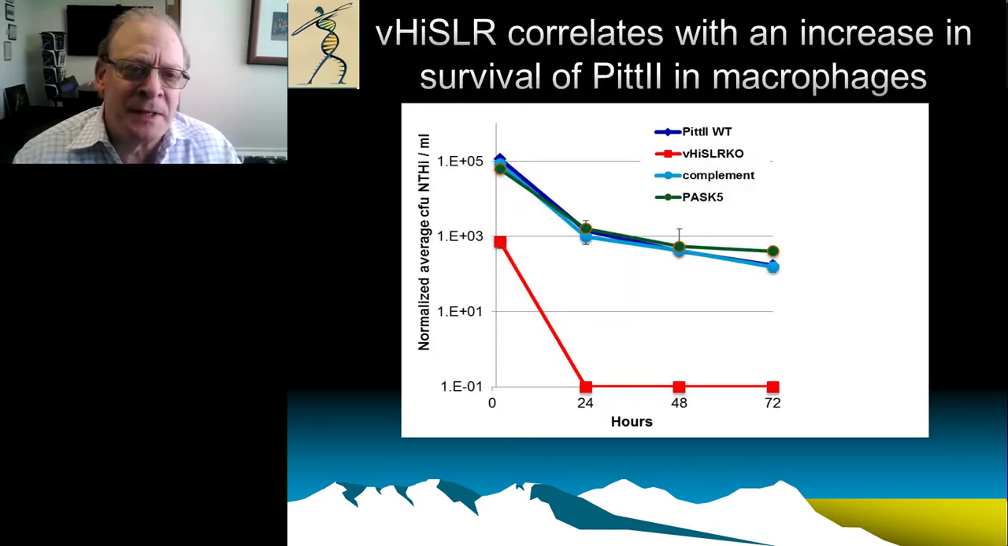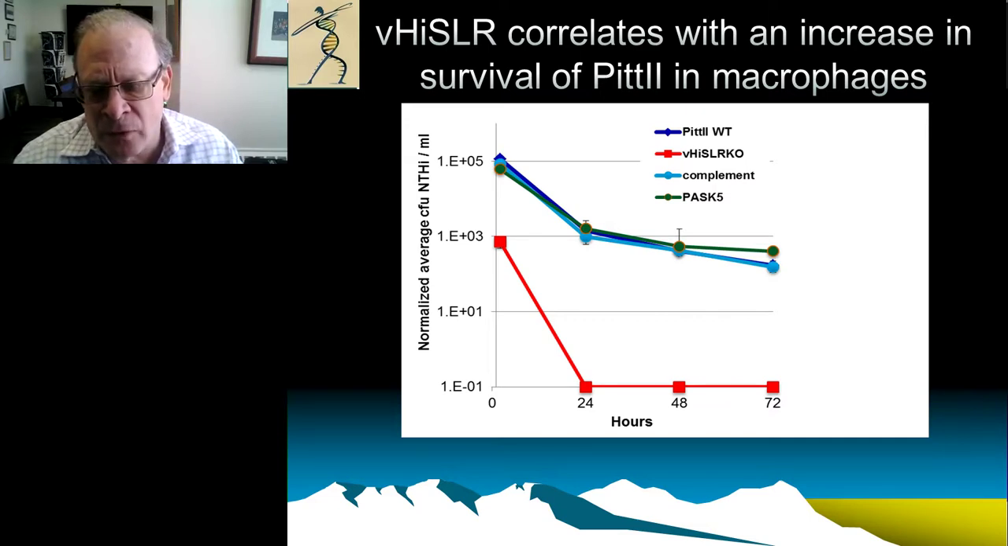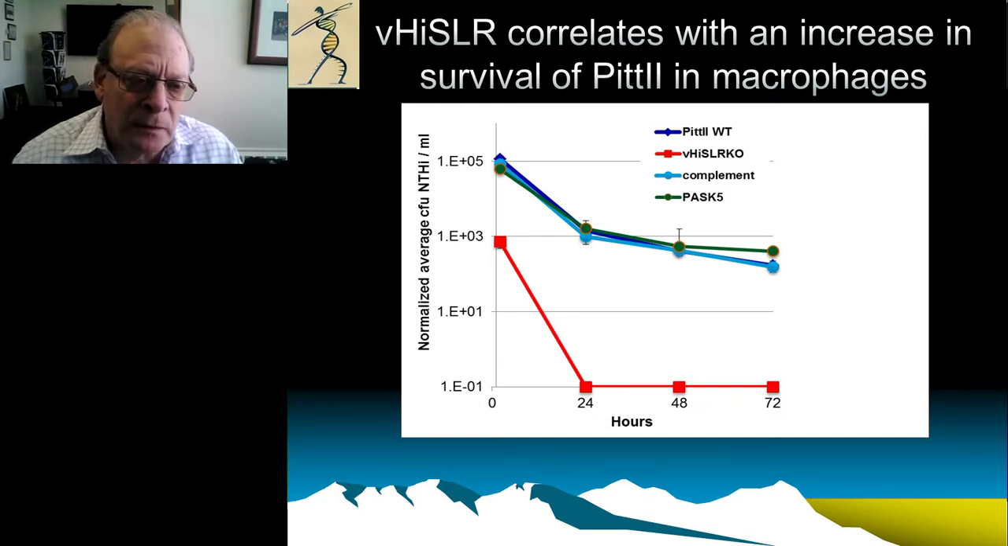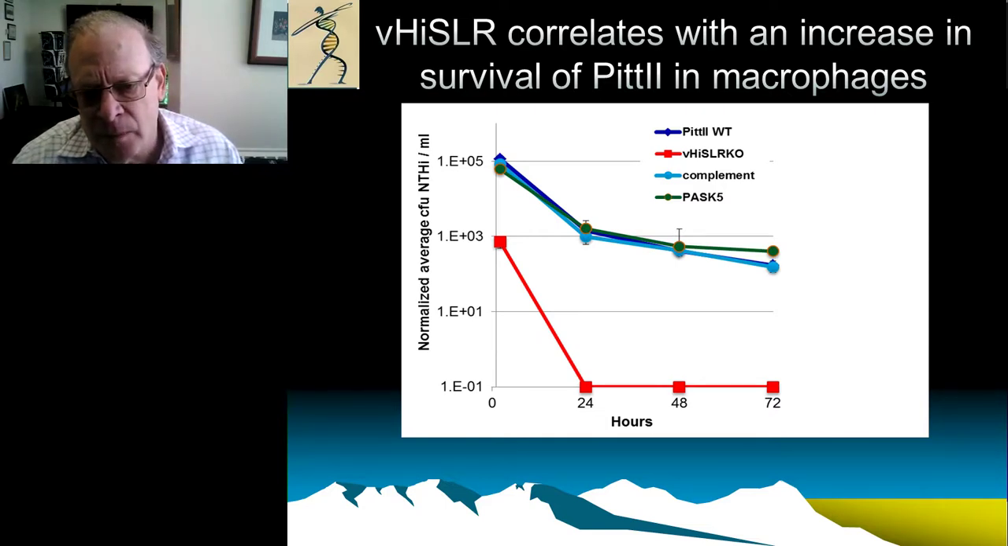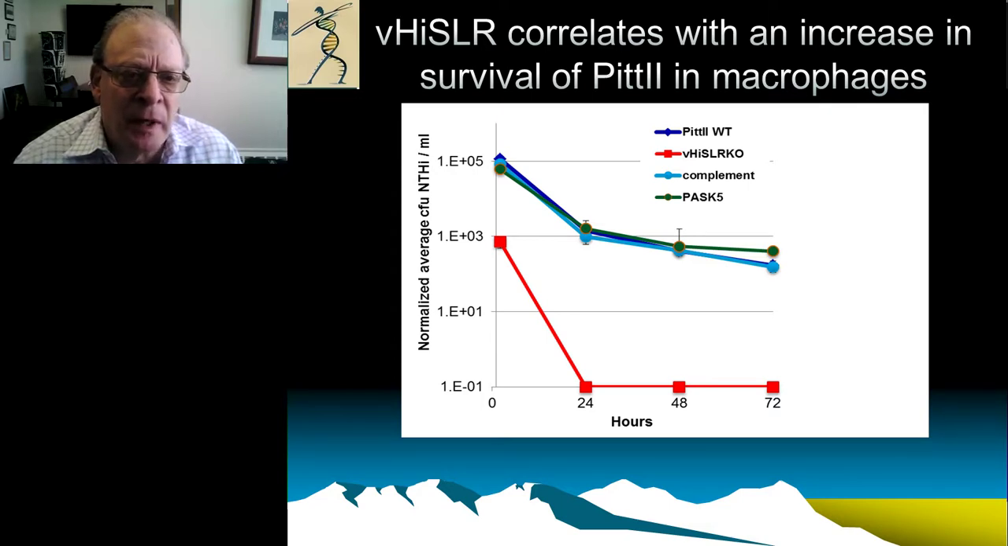So what was the mechanism by which this gene or protein provided for increased survival in a competitive environment? Looking at related proteins in other bacteria, we suspected that it might allow for survival in macrophages. And so we did an in vitro macrophage uptake and survival experiment.